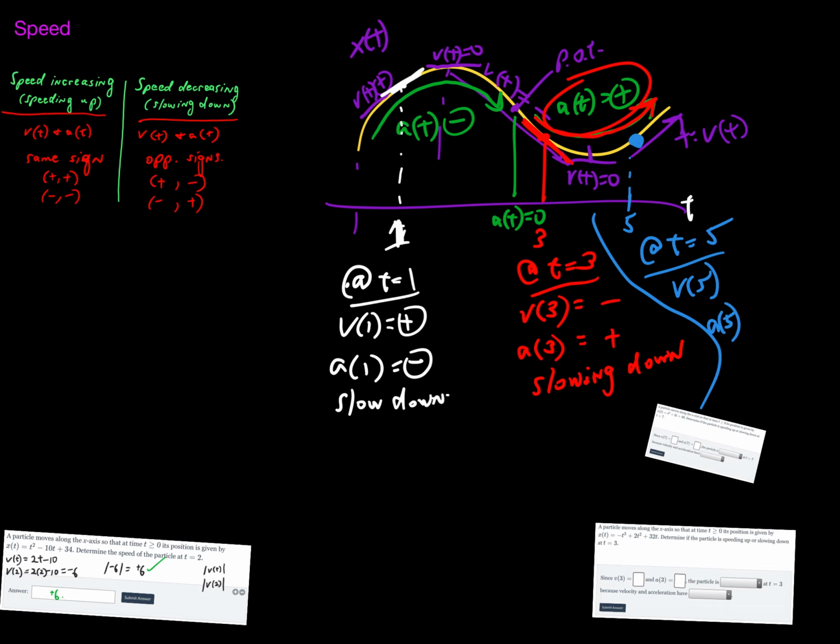If you look, the velocity is the slope of the tangent line, and that is a positive slope during time 5. But the acceleration happens to have the same value here. Notice how it's curving upward, which means the second derivative is also positive. And when you have the same signs, that is when your particle is speeding up. So it would be speeding up at time 5.